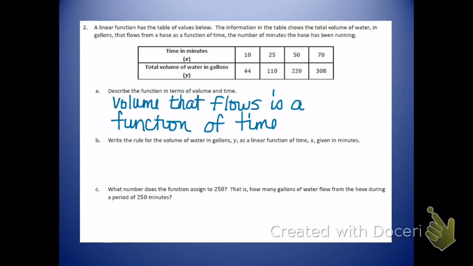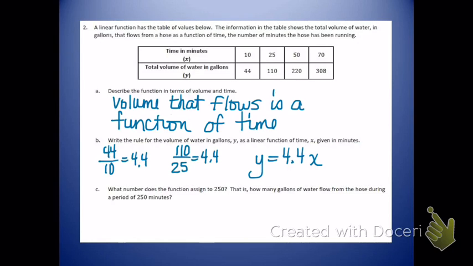All right, part B, we want to write a rule. If we're going to write a rule, we need to know what the rate is. So 44 gallons flows out in 10 minutes, so that'd be 4.4 gallons per minute. I'm going to double check that with a couple other points just to make sure this is a proportional relationship, and I find out that it is. So y equals 4.4x.